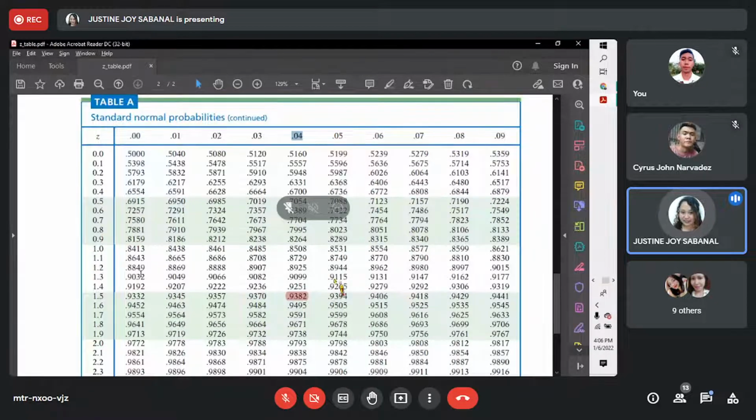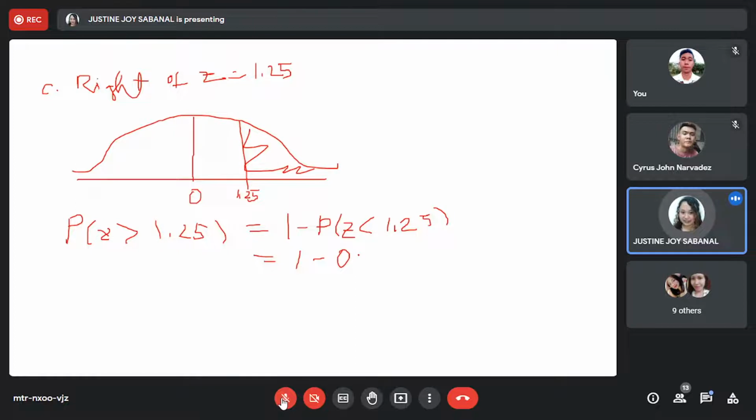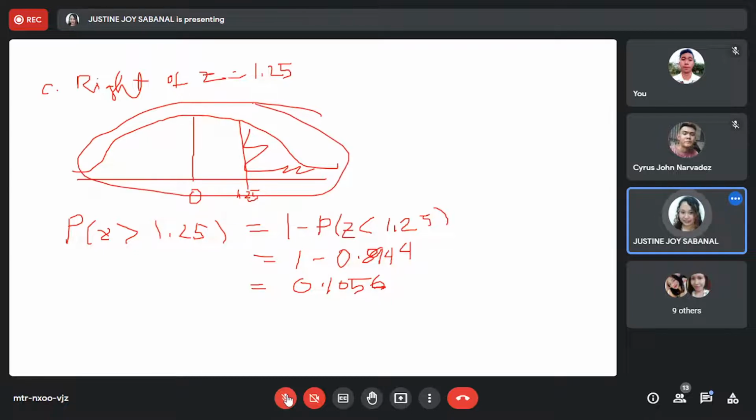Anyone? Value of 1.25, sorry. Okay. Correct. So we have 1 minus 0.8944. So this is now equivalent to 0.1056. So may ibang technique po na ginagamit dito, especially if you're not required to represent the given probability.